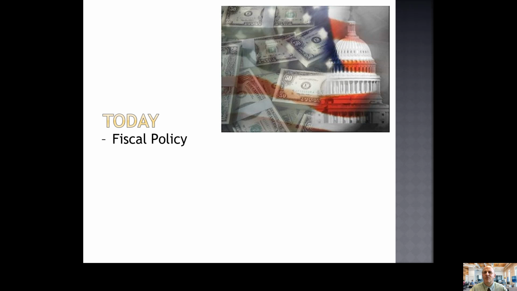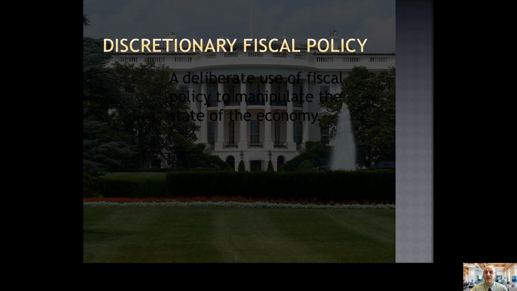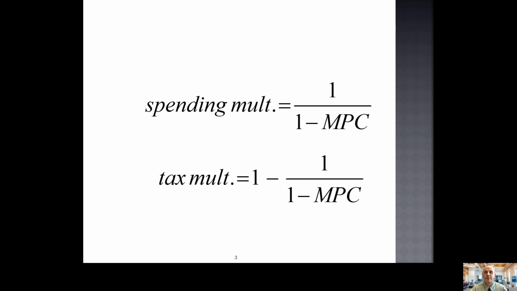In this chapter, you're going to continue your exploration of Keynesian economics by examining, in particular, the notion of manipulating the economy by adjusting government spending and taxes. And this is what's called fiscal policy. So fiscal policy is essentially a deliberate use of the government's budget in order to manipulate the phases of the business cycle, in order to manipulate the states of the economy that we exist in.